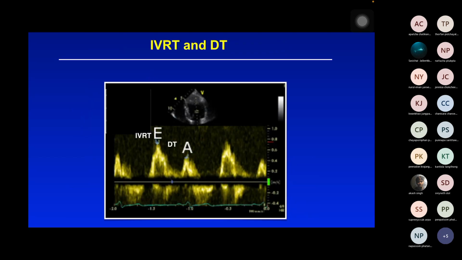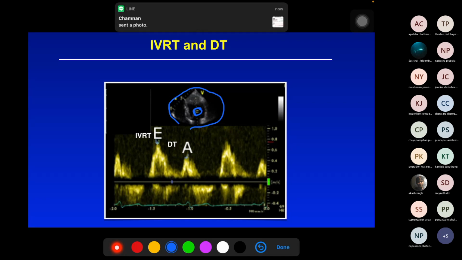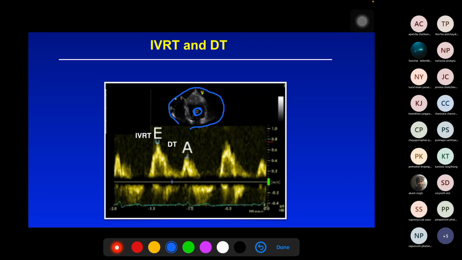Okay, this one is the picture you get from the MV inflow. You place the sample volume at the tip of the mitral valve level. This is the correct picture, with the sample volume placed at the correct size. Okay, you get E and A.